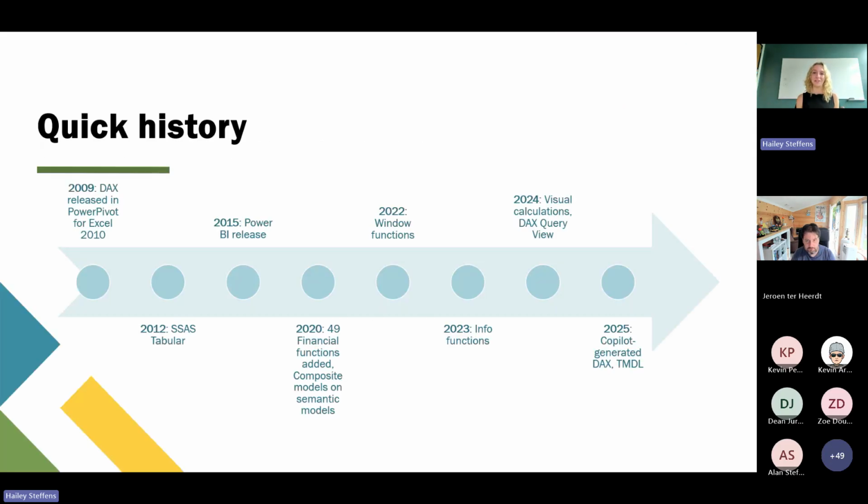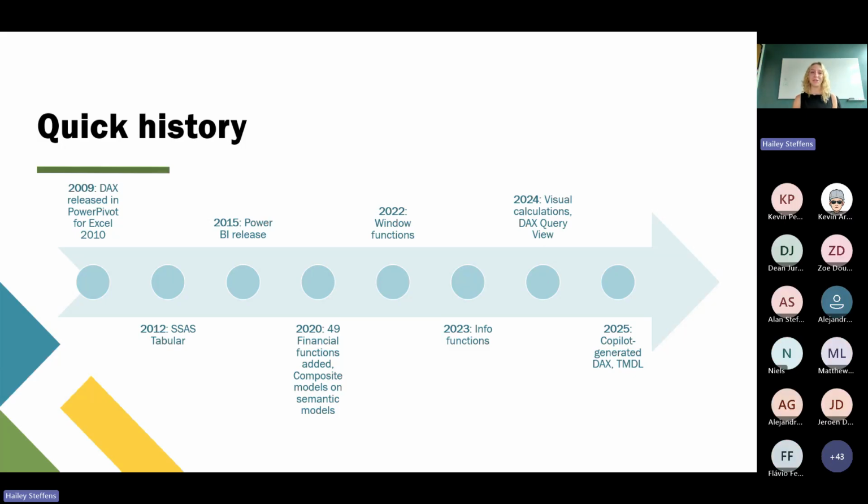And I have a quick history of DAX right here that I thought we could really quickly run through. DAX was actually introduced in 2009 within Power Pivot and Excel. And then in 2012, we saw SQL Server Analysis Services introduce the tabular model, which used DAX as the language. And obviously, since we just celebrated the 10th anniversary this summer, back in 2015 is when Power BI released. So very exciting. And then in 2020, we saw the addition of 49 financial functions, similar to functions in Excel. And this kind of shows how DAX is expanding.